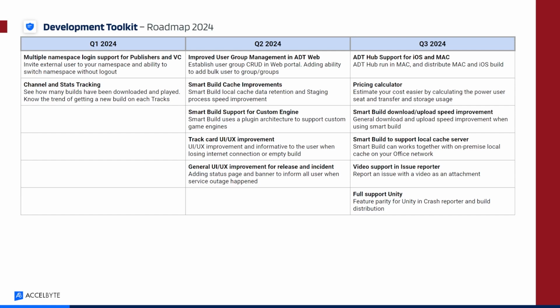To finish off, let's take a quick look at our development roadmap for 2024. It's worth mentioning that our roadmap is directed by our customer needs and pain points. As you can see, there are some exciting upcoming features like Smart Build support for custom engines, some UI/UX improvements, and iOS and Mac support, among others.